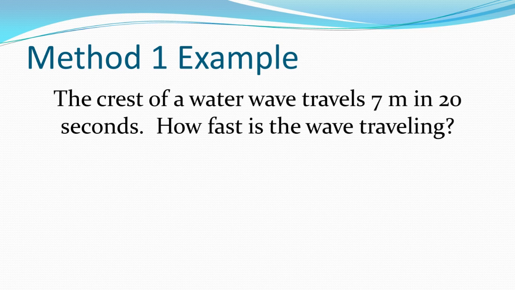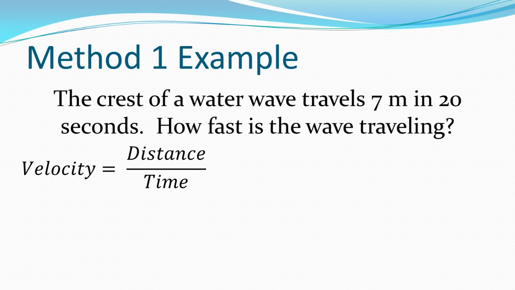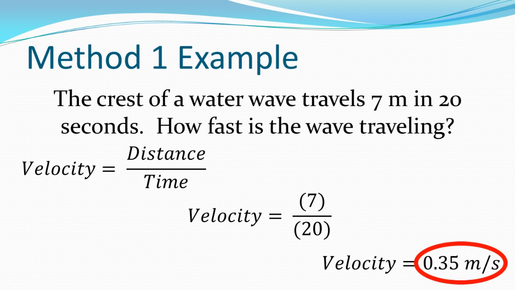Let's try an example problem. The crest of a water wave travels 7 meters in 20 seconds. How fast is the wave traveling? The crest being the upper peak of the waves. This is the wave that you see peeking out of the water. We're going to take velocity equals distance over time. I know this because I was given a distance, I was given a measure of time, and I'm going to divide them out. 7 divided by 20 gives me 0.35 meters per second.